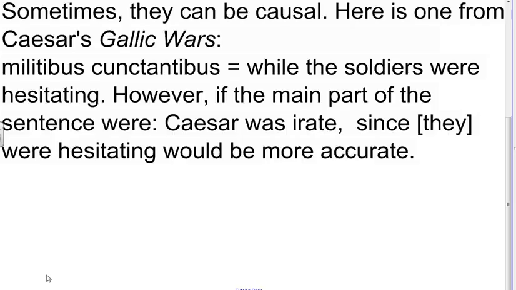And as I point out, however, if the main part of the sentence were, Caesar was irate, I get a hint of causality. And I think in that case we would substitute since as a much better approximation of what Caesar intended to say as he wrote this sentence. Since they, the soldiers, were hesitating, Caesar was irate. And the use of since would be much more accurate.